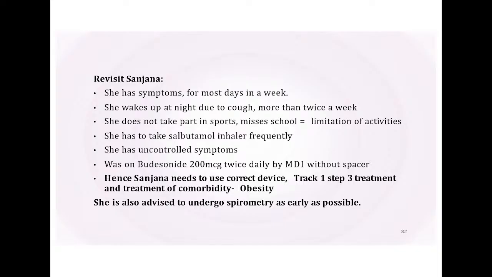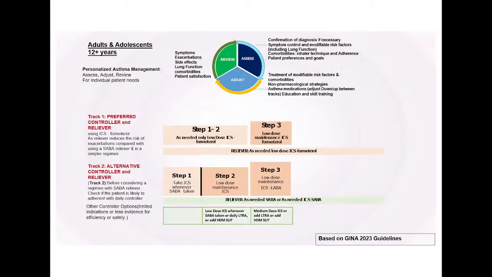So looking at Sanjana, she has symptoms for most days in a week. She wakes up at night due to cough more than twice a week. She does not take part in sports, misses school, so that is called limitation of activity, and she has to take a salbutamol inhaler frequently, and symptoms are uncontrolled. She is taking budesonide 200 micrograms without a spacer. So the most important point here is that we have to correct the device. We have to use a spacer in case of MDI, and treat comorbid conditions like obesity, which we have seen in the first slide, and she is also advised to undergo spirometry as early as possible.